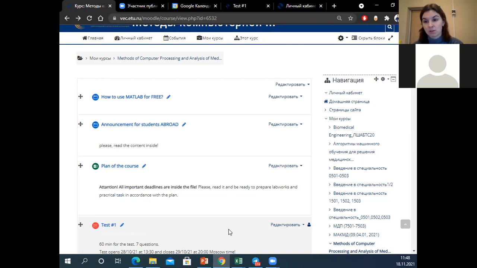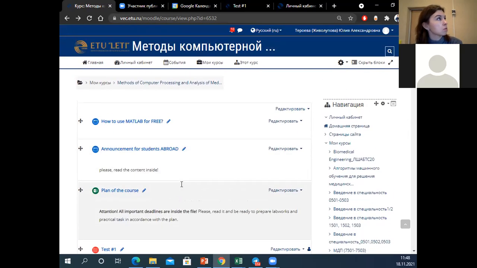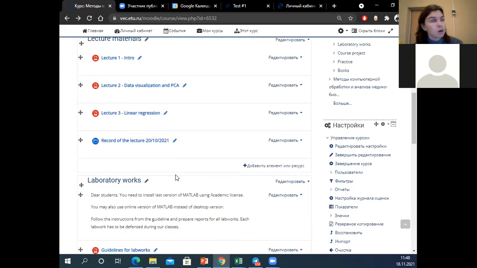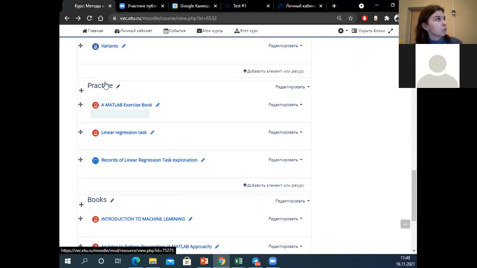So please don't forget to perform lab works using guidelines. And also you have to prepare practical tasks about linear regression and also the course project. Information about the course project and practical tasks you may find also in the Moodle. Here are the course project, block, task and variants. Also the practice linear regression task.